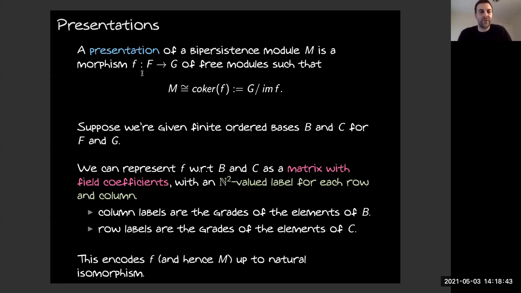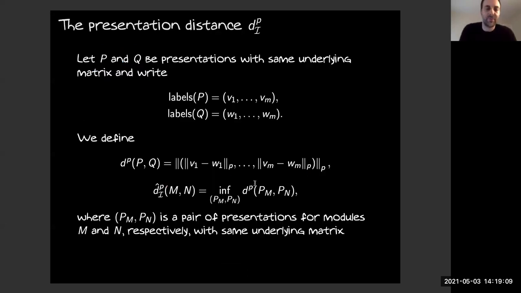So you're essentially remembering where the basis elements of these modules live. With this matrix representation, you actually end up encoding the morphism up to natural isomorphism, and therefore you end up encoding its cokernel. So this matrix version of the presentation captures M up to isomorphism, and that's nice. Now we know what presentations are, and let me explain how we use them to define an L^p type distance on modules.